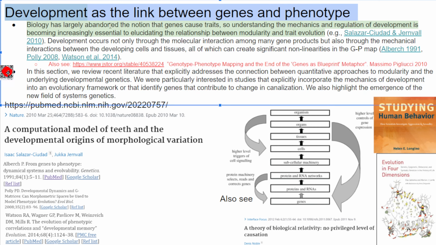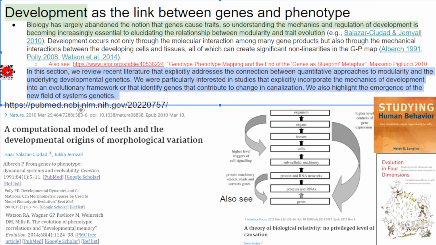Biology has largely abandoned the notion that genes cause traits, so understanding the mechanics and regulation of development is becoming increasingly essential to elucidating the relationship between modularity and trait evolution. There's some discussion on development, and here's one of the papers I alluded to earlier, Genotype-Phenotype Mapping and the End of the, quote, Genes as Blueprints Metaphor by Massimo Pigliucci, 2010.